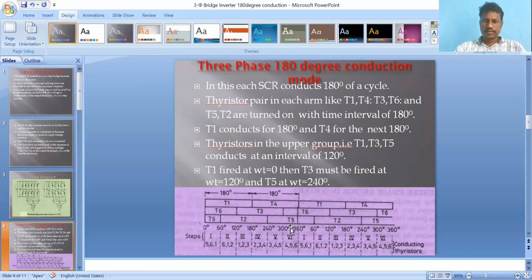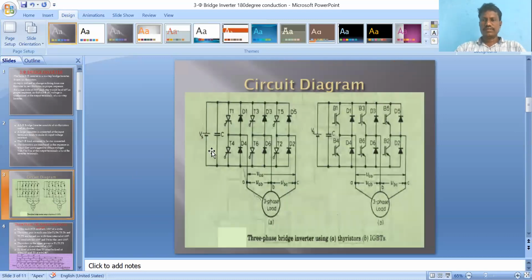Then from 300 to again 180, so 300 to 60, T6. Then one more 60, 60, 120. 120 plus 60 is 180. T6 will be turned on. It is the second limb. Coming to the third limb, our three phase supply.